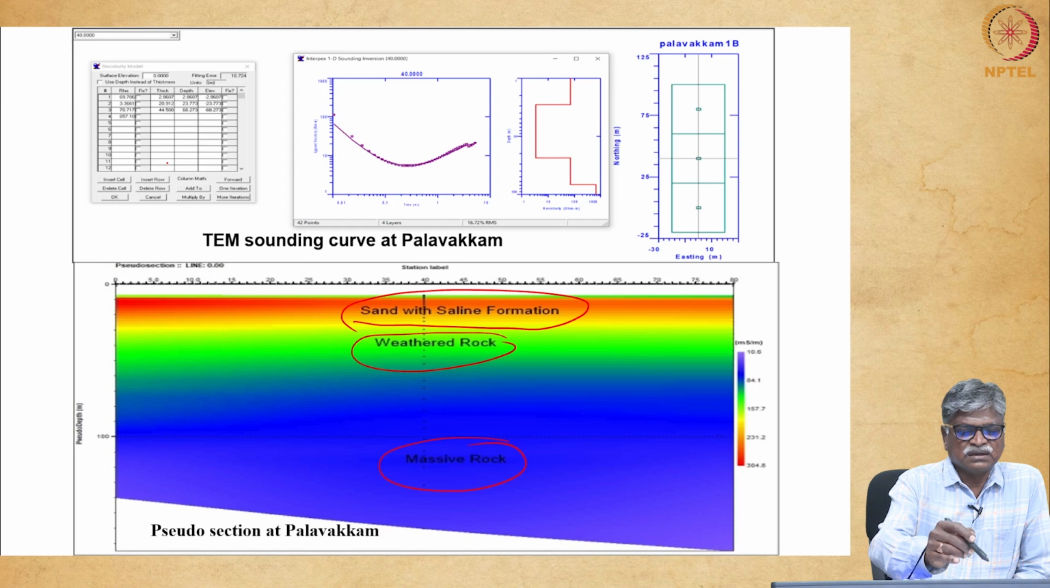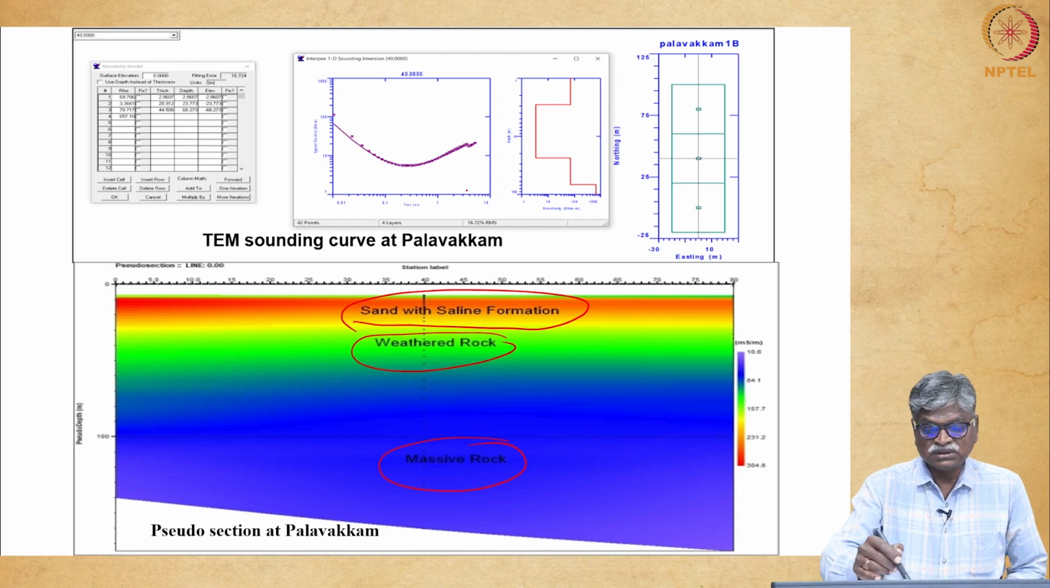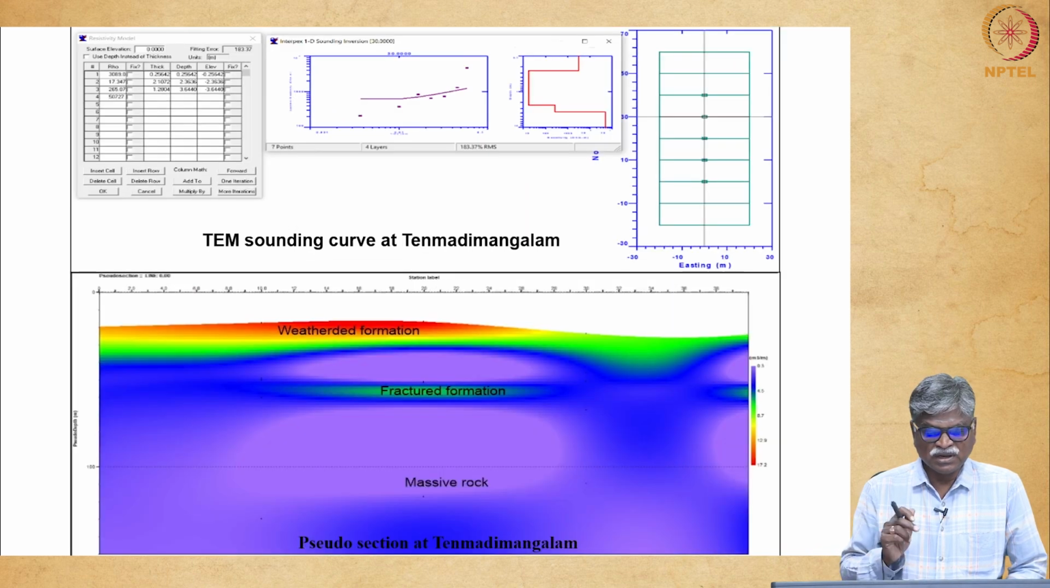Whatever layers are there, the individual resistivity you will get, the individual thickness you will get, and the total depth you will get. This type of curves you will get, resistivity versus depth. This type you will also get. This is also in the coastal area.